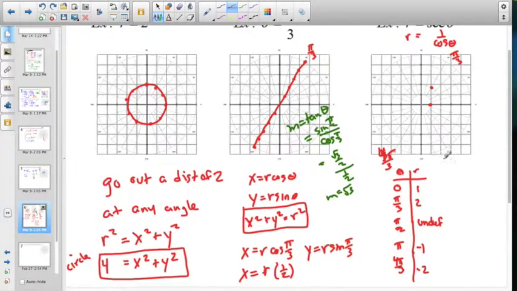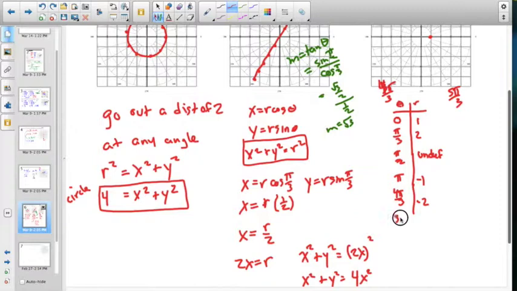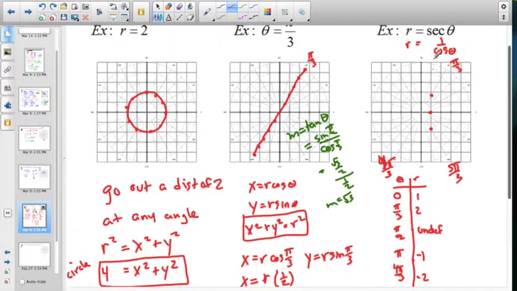And then if we look at 5 pi over 3, cosine of 5 pi over 3 is 1/2. So that's over there at 2. So along the 5 pi over 3 line, we can go over 1, 2 concentric circles. So if you kind of notice, this is setting up this line right here. And so that line is the x equals 1 line.